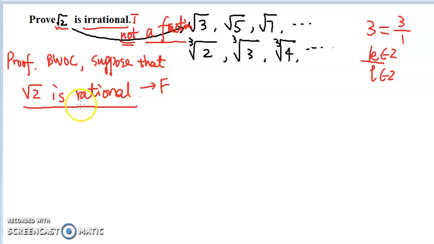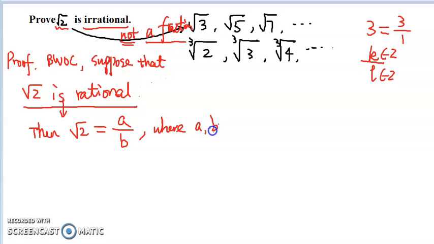And so how do we find a contradiction? We start with what's given. When you do the argument, you don't need to put that, but that's why we're doing this here. So if it's rational, then that means it's a fraction. Square root of 2, if it's a fraction, I can write it as a over b, where a, b are both integers, and b is not equal to 0.